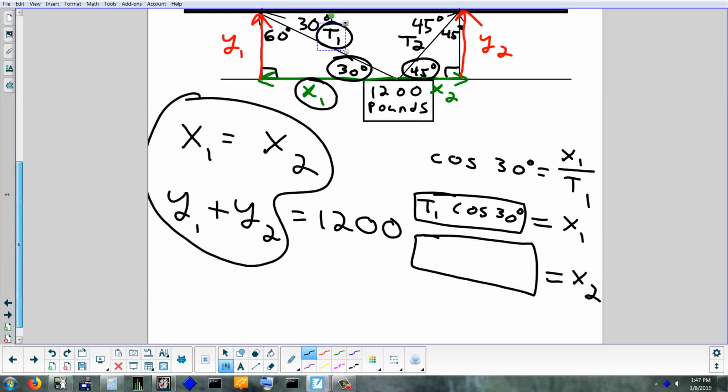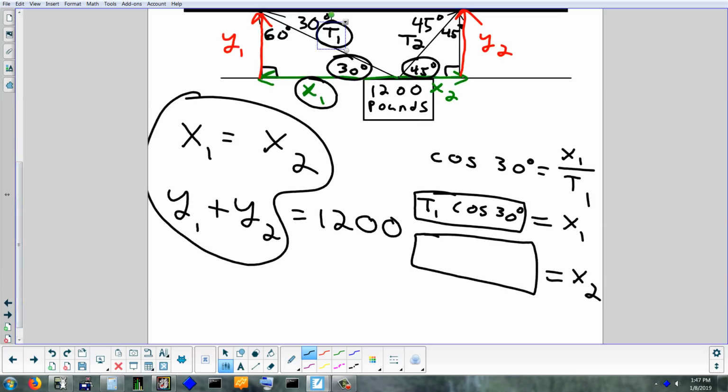Follow the same pattern, and it's still horizontal, so it's still a cosine, but it's a different angle, and it's a different t. Yep, t2 cosine 45. Just follow the pattern.